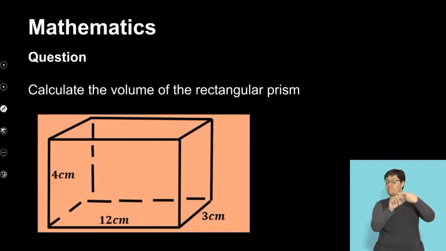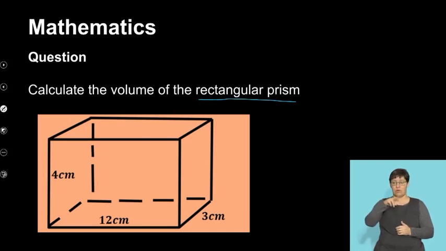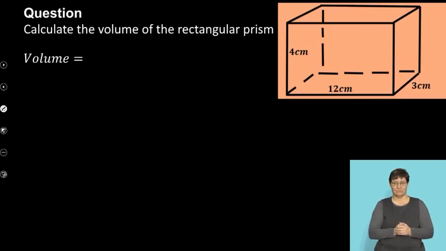So the first question has asked us to calculate the volume of the rectangular prism. So we've got our rectangular prism present over here, and we have been given the 3 dimensions that are going to help us to achieve this. So let's just remind ourselves of how I'm going to actually calculate the volume of this shape. I always have to take the area of the base and then multiply it by the height.